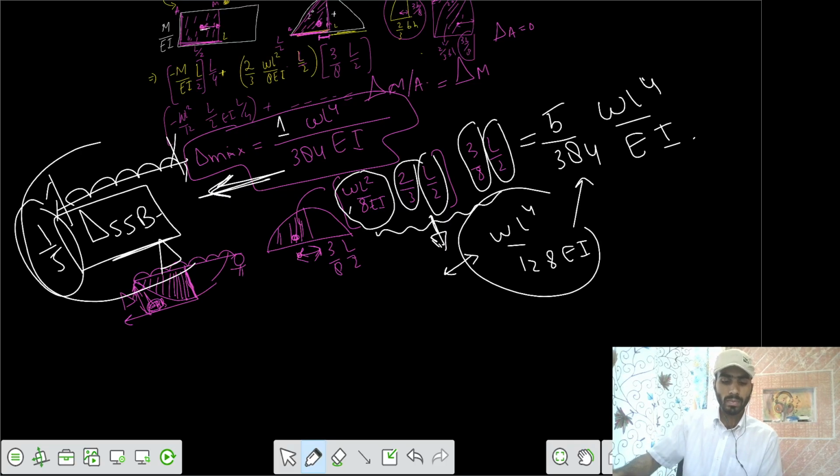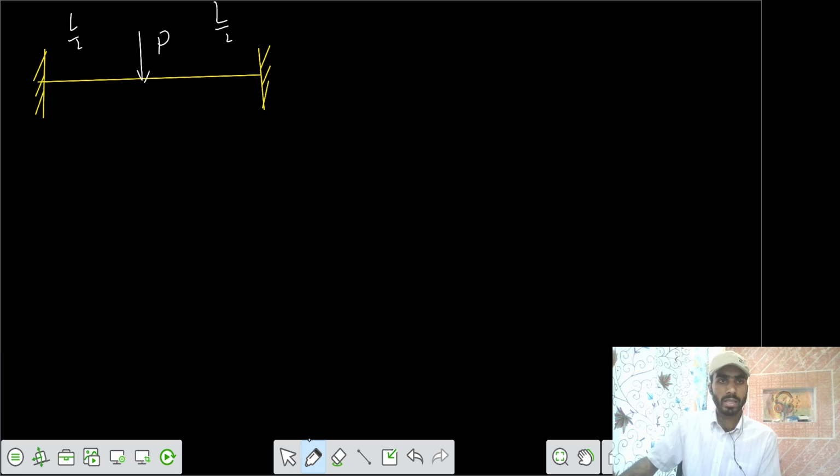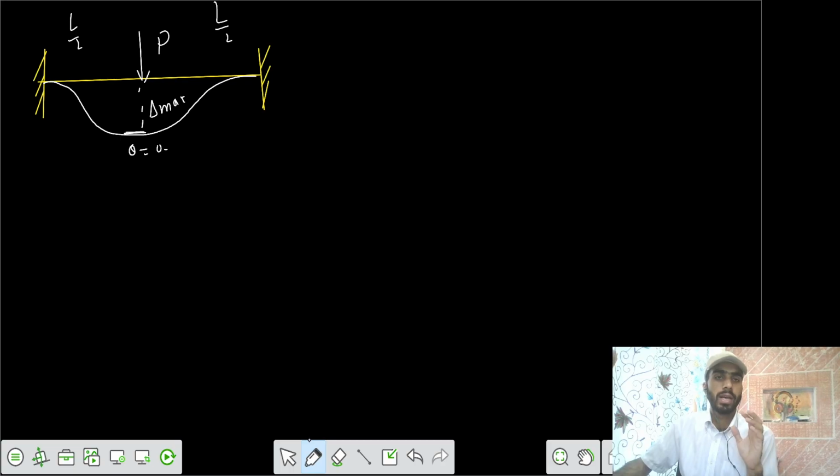Let's take the same fixed beam, but the loading is a point load at the mid span. Loading should be at the mid span. This is L by 2, L by 2. So loading is symmetric. We can say deflection would be maximum at the mid span. So this is delta max, and theta is also 0 here. This is valid only when the loading is symmetric.